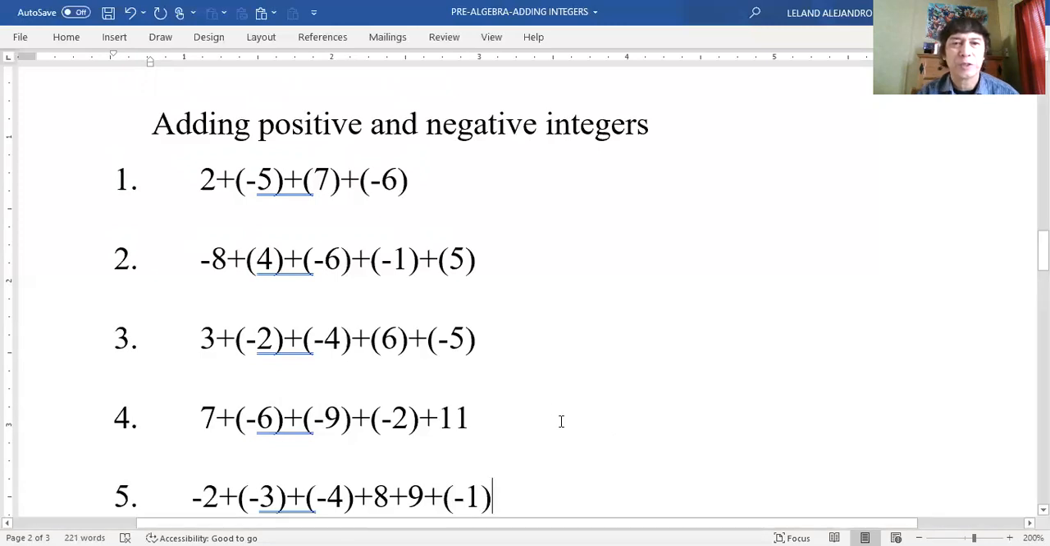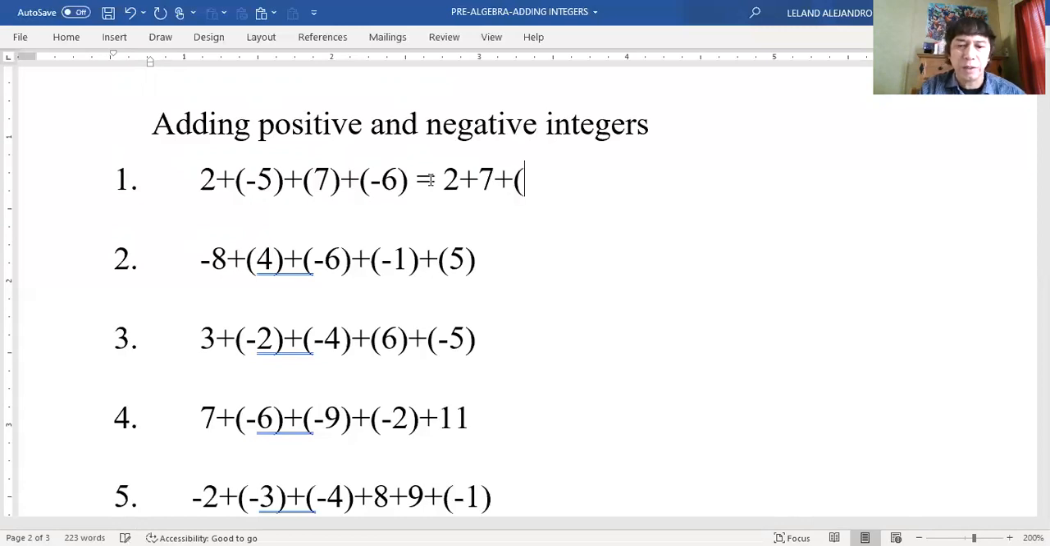All right, let's do the first number. You have positive 2 plus negative 5 plus a positive 7 plus a negative 6. Okay, here's the solution. We're going to gather the positive numbers first. So we have 2 plus the 7, the other positive, and then we add, so this is one group. We have collected in one place the positives. We're going to continue adding the negatives. So we add the negative 5 plus the negative 6.